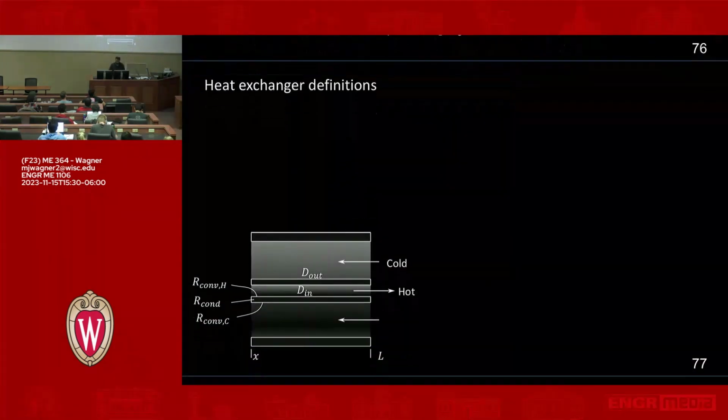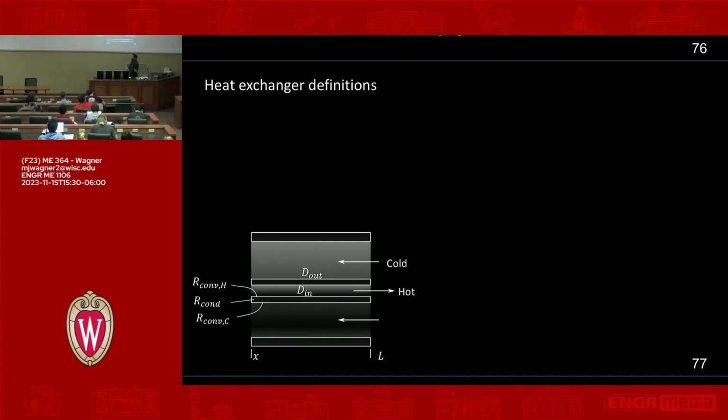Okay, so some definitions now, stuff that we're going to need to actually characterize this. First thing is you're going to see this product m dot times c a lot of times. It shows up pretty much everywhere. The units on this are watts per Kelvin. So it's actually the same units as the thermal resistance, but it's the inverse. Kind of interesting. And it's called the capacitance rate.